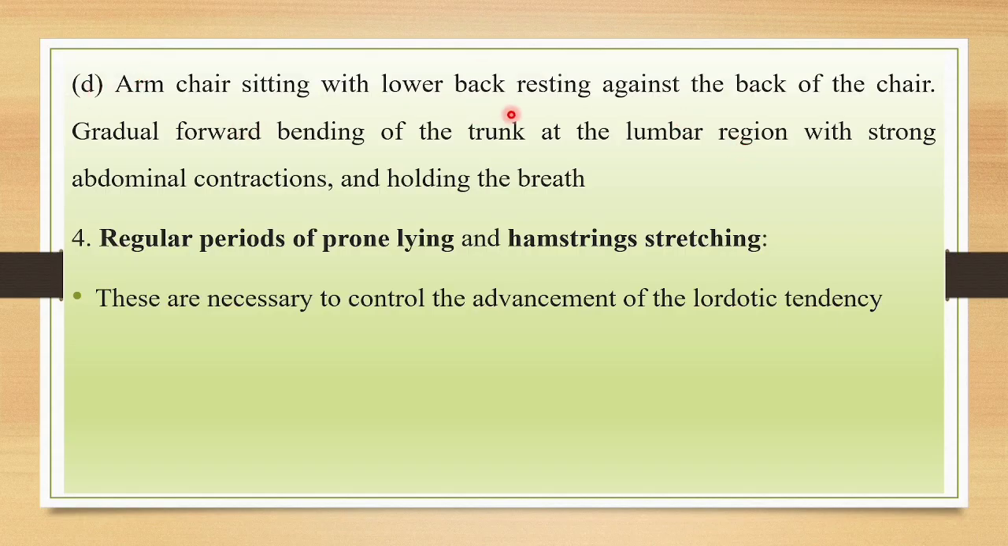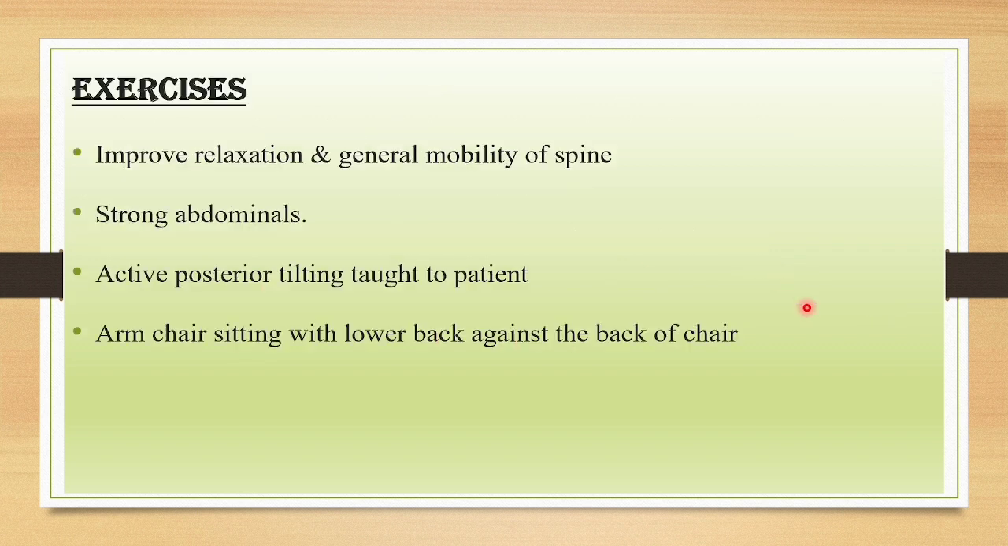Armchair sitting with the lower back resting against the back of the chair. Gradual forward bending of the trunk at the lumbar region with strong abdominal contraction, holding the breath. And regular periods of prone lying and hamstring stretching. These are necessary to control the advancement of lordotic tendency. So these exercises improve the relaxation and general mobility of the spine, strengthen the abdominal muscles, and active posterior tilting is taught to the patient.